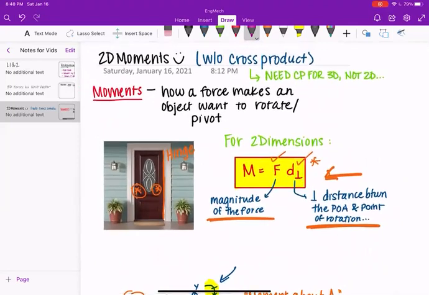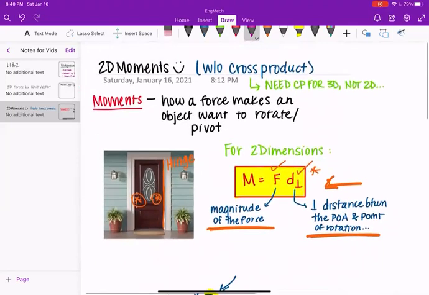So if you ever forget what a moment is or why that equation is what it is, think of a door. And if you have any questions, or like I said, if you want to see if we can point out some kind of application in your everyday life or in your interests, we absolutely can. Just text me and we can talk about it.